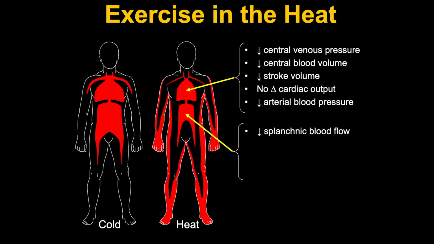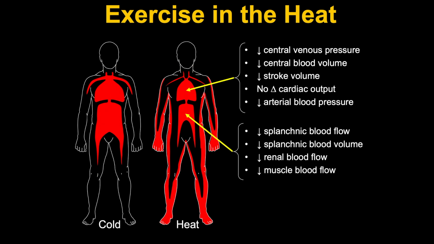When we look at blood flow to the splanchnic area, that is the gastrointestinal tract, we're going to have a reduction in blood flow there, as well as an overall reduction in blood volume. There will also be reduced blood flow to the kidneys, as well as skeletal muscles. The reduction in overall blood flow and blood volume to this inner shell allows for an increase of blood volume to go to the outer shell. We have an increase in skin blood flow as well as an increase in skin blood volume.